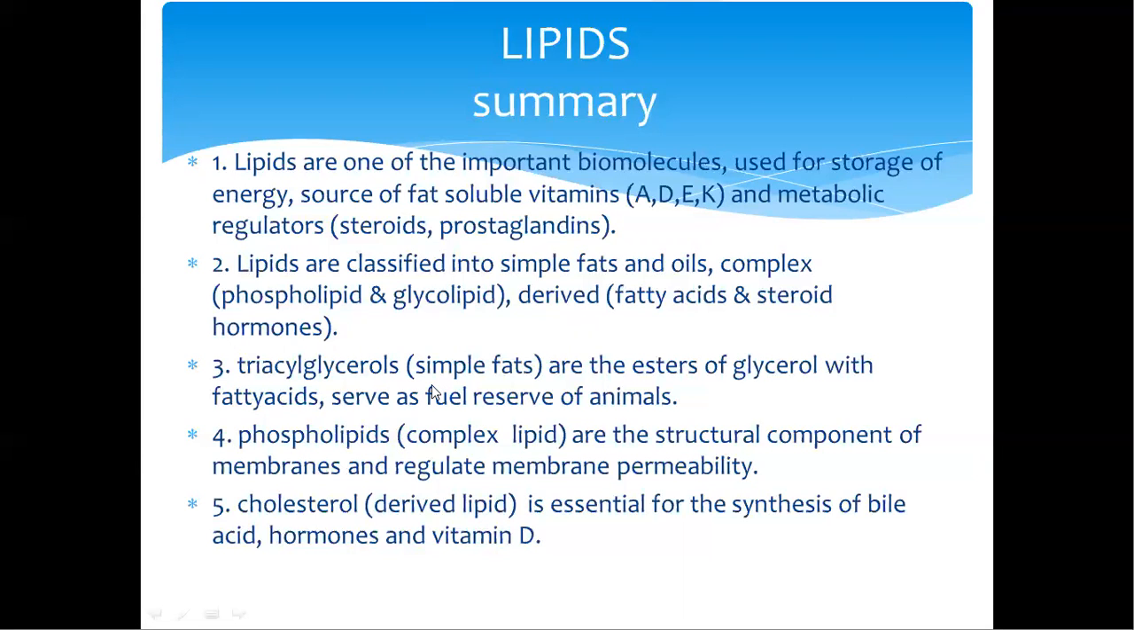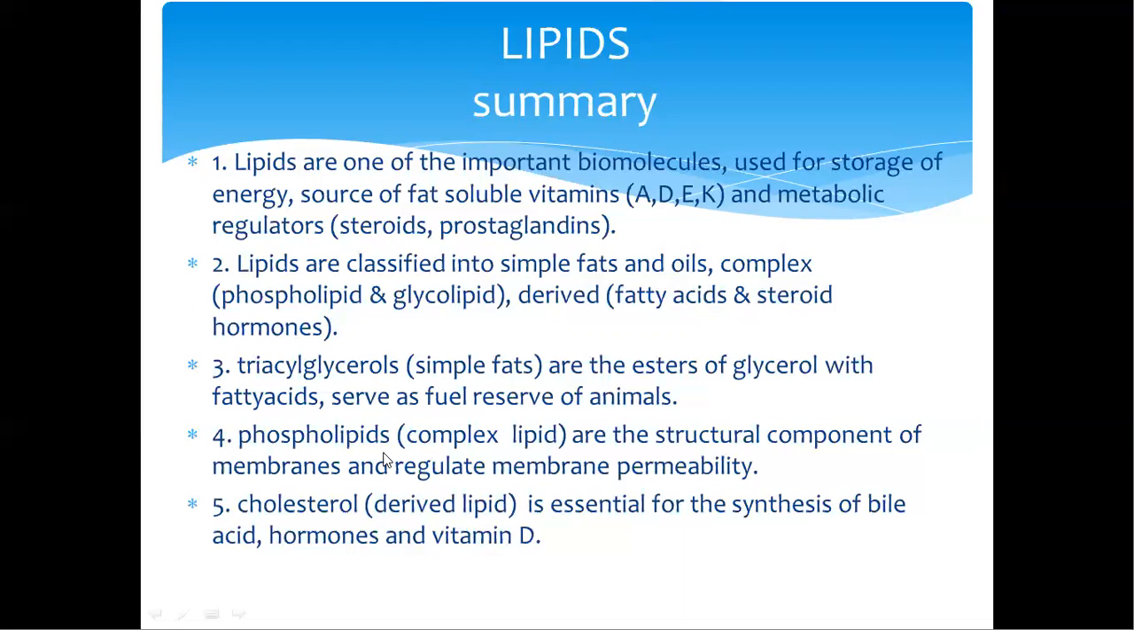Triglycerides are the example for simple fats, which are esters of glycerol with fatty acids. These triglycerides serve as the fuel reserve of animals. Triglycerides produce 9 kilocalories per gram. That means every gram produces 9 kilocalories of energy. If you compare with carbohydrates, each gram of carbohydrate gives 4 calories. So that's why triglycerides are energy resources.